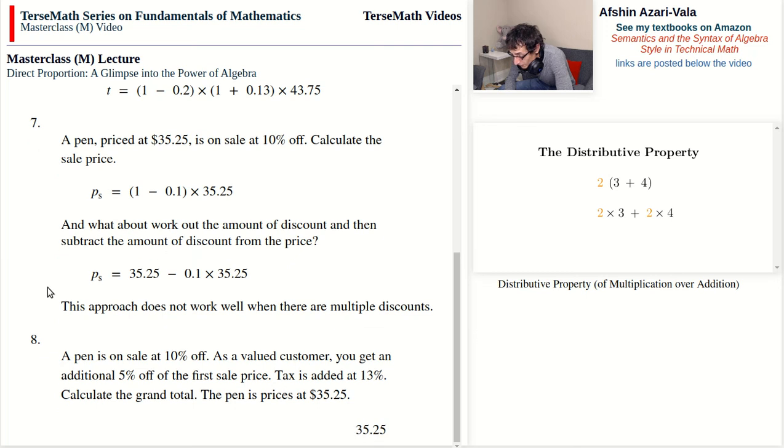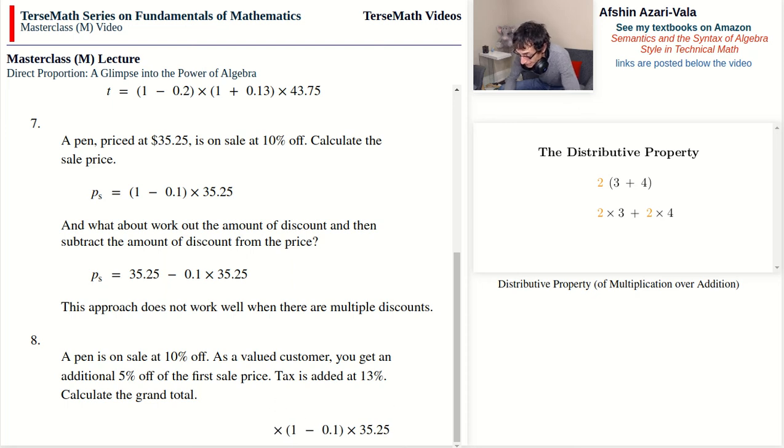Now for the grand total, if you think about how we would set up this equation, we start with the price. Then we find 90% of the price. That gives us the first sale price. And then we find 95% of the first sale price to find the second sale price. So here we have it. This is now the second sale price. And then we multiply by 113% to find the grand total.